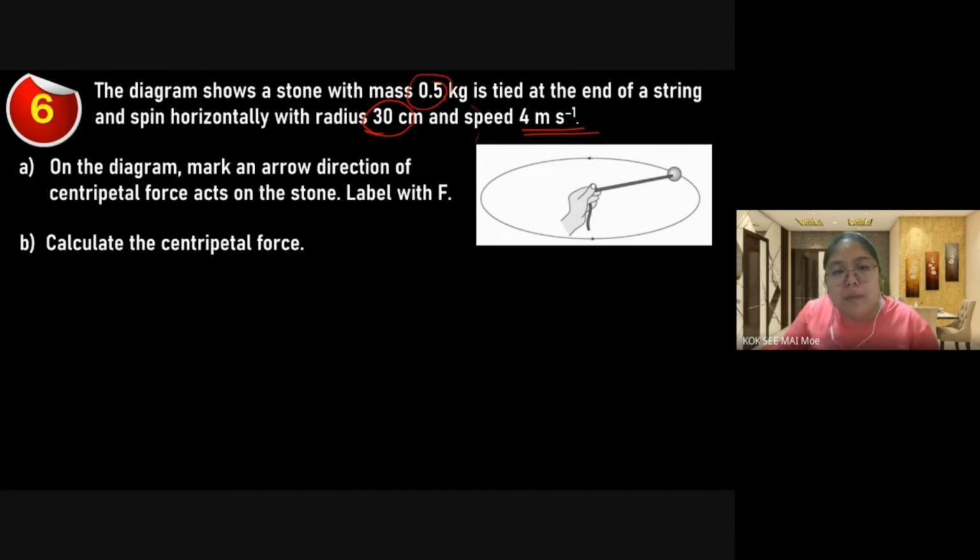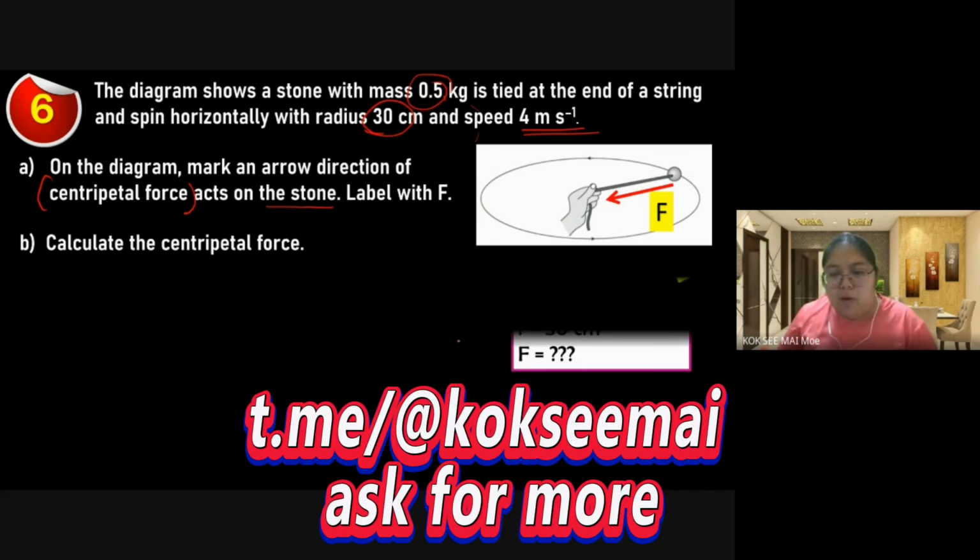On the diagram, you mark an arrow showing the direction of the centripetal force acting on the stone, labelled F. Centripetal force is just like the tension of the string. So it pulls to the center. You need to draw the arrow going to the center and label it F. So this is the centripetal force. Remember, it pulls to the center. Now calculate the centripetal force. We show it in the formula.